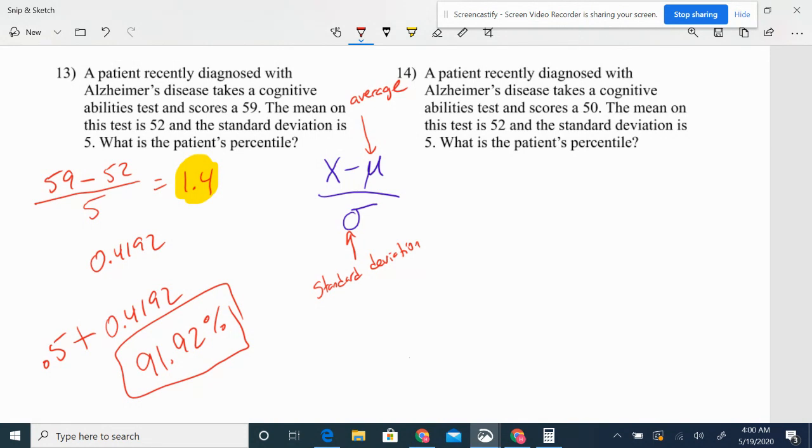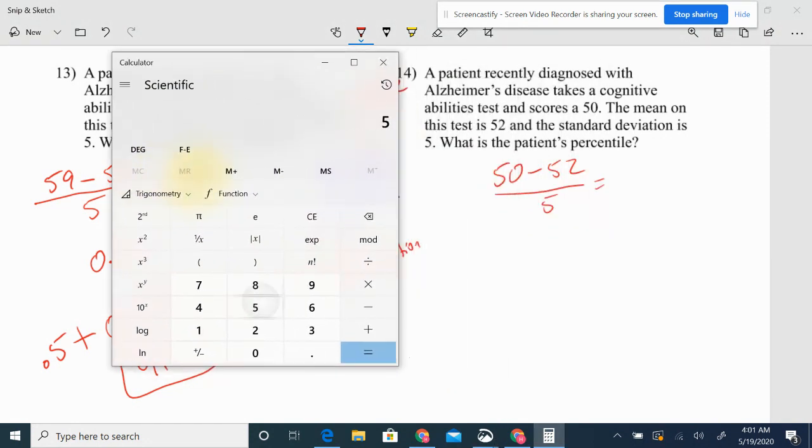Now let's take a look at question number 14. A patient recently diagnosed with Alzheimer's disease takes a cognitive abilities test and scores a 50. The mean on this test is 52. So remember my formula, x minus mu. I'm just going to go 50 minus 52, all over, standard deviation is 5. This is going to give me my Z-score. So let me grab my calculator for that. 50 minus 52, we get a negative 2 divided by 5. It gives me my Z-score is negative 0.4.